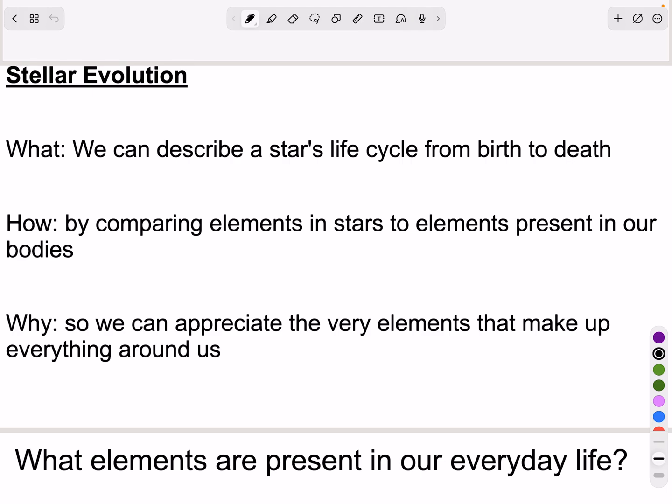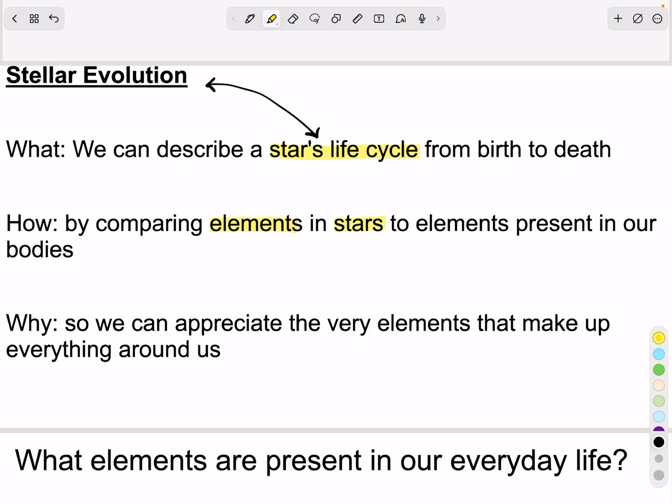However, today we are talking about stellar evolution. And stellar evolution is just another way to say a star's life cycle from birth to death. So if you don't already have some highlighters, just one highlighter today. We just want to be able to describe a star's life cycle. These two words mean the exact same thing. Stellar evolution is the fancier way to say it, from birth to death. And we can do this by comparing elements in stars to elements present in our bodies.